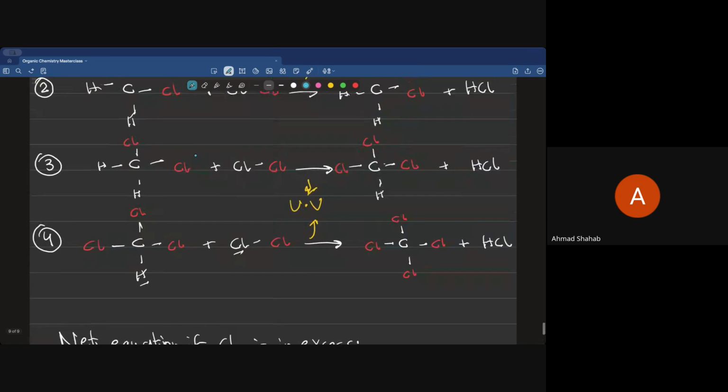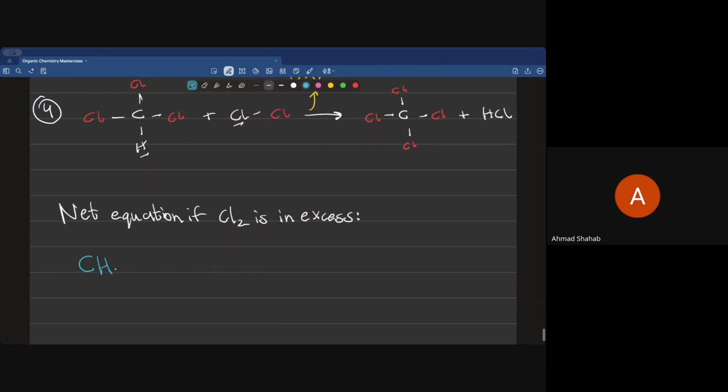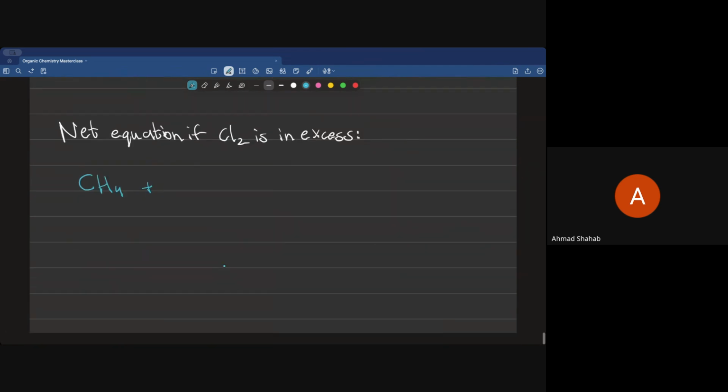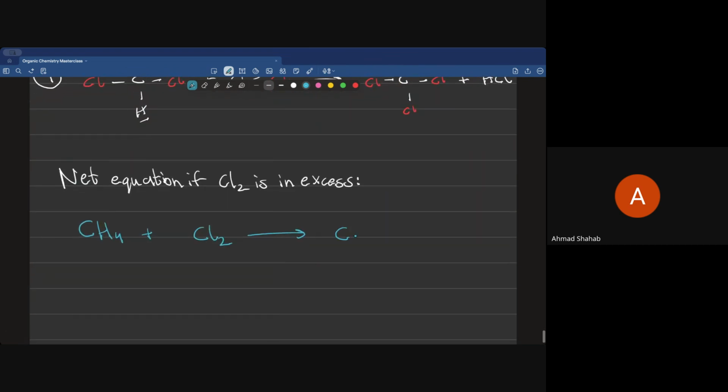So achha, what we say is, starting we had CH4, right? And it was reacting with chlorine, and what happened at the end, it formed CCl4 and it formed HCl. Let's balance this now. We have carbons already balanced. Let's see, we have 5 chlorines here.